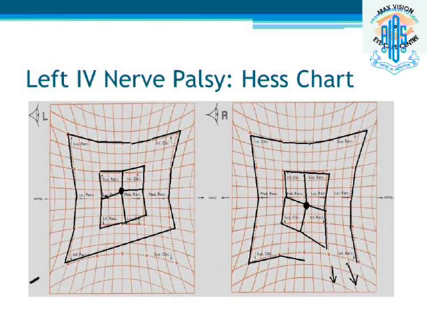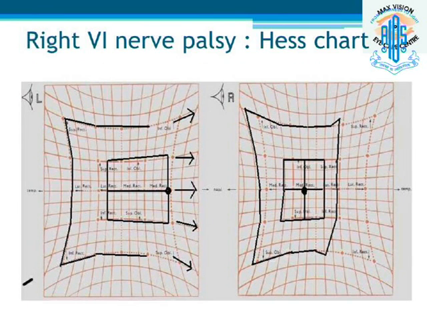So in this case, we can clearly see the underaction of superior oblique in the left eye and overaction of the inferior rectus in the right eye. So this is a case of left fourth nerve palsy on the Hess chart. Another Hess chart where we can see the underaction of lateral rectus in the right eye and overaction of medial rectus in the left eye. So this is a case of right sixth nerve palsy.